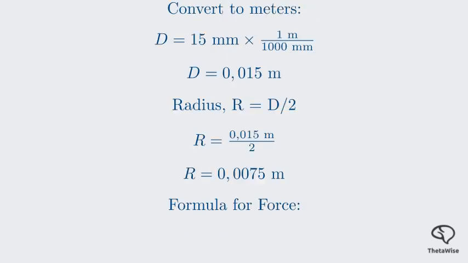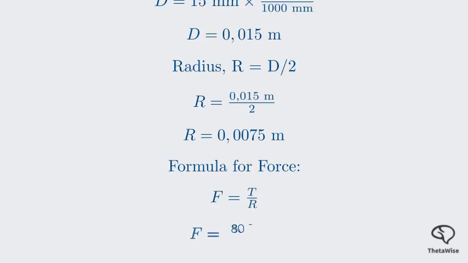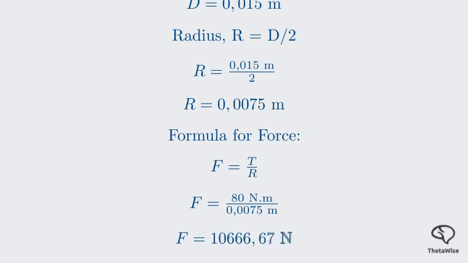To calculate the force, we will use the rearranged torque formula. Force equals torque divided by radius. Remember, the torque is the turning effect, and the radius is the distance from the center. Substituting the values we have, the force is 80 newton meters divided by 0.075 meters. This gives us a force of 166.67 newtons. However, the question asks for the cutting force on both sides of the drill.